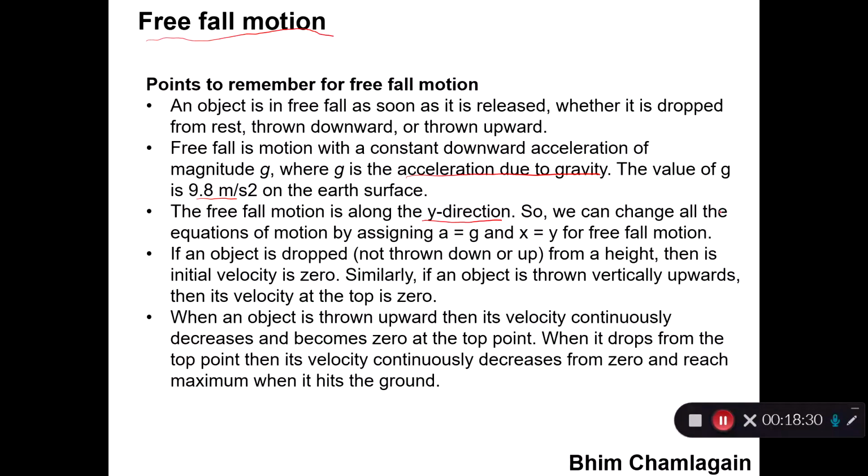So you can change all the equations of motion by assigning a equal to g and x equal to y for free fall motion. And I'll tell you, this a equal to g is sometimes negative g or positive g, depending upon whether it is towards the earth or away from the earth, because acceleration due to gravity is always acting towards the earth. So if you are moving away from the earth, then you have to put a equal to negative g.